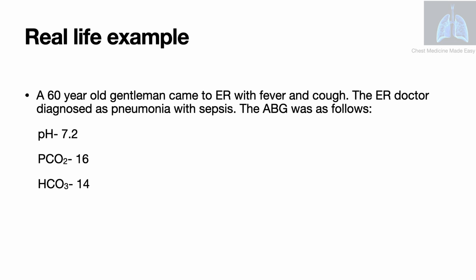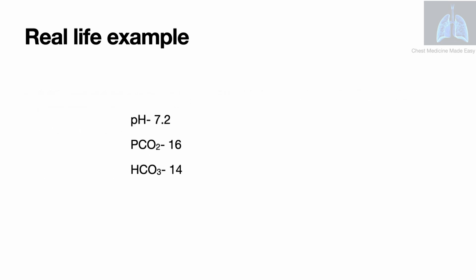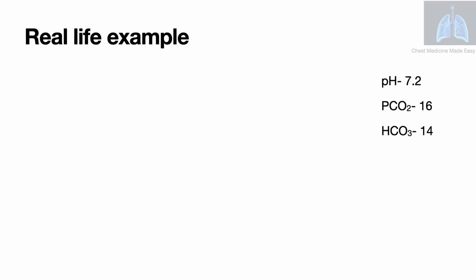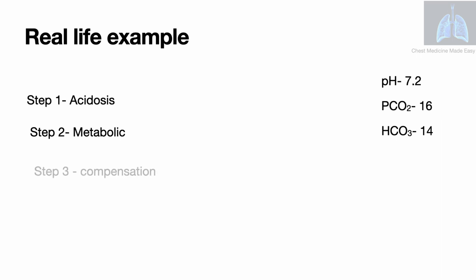The ABG is as follows: pH of 7.2, PCO2 of 16, and bicarbonate of 14. So step 1, is this an acidosis or an alkalosis? Clearly, this is an acidosis. Step 2, is it a metabolic abnormality or a respiratory abnormality? Clearly, again, this is a metabolic abnormality. So this is a metabolic acidosis. Step 3, let us look at the compensation.